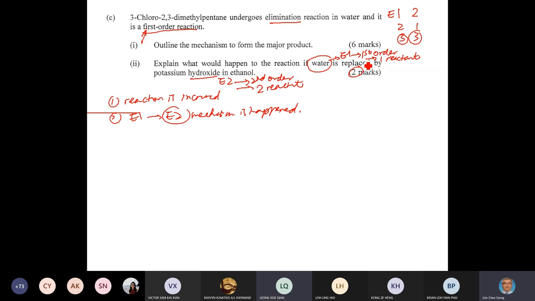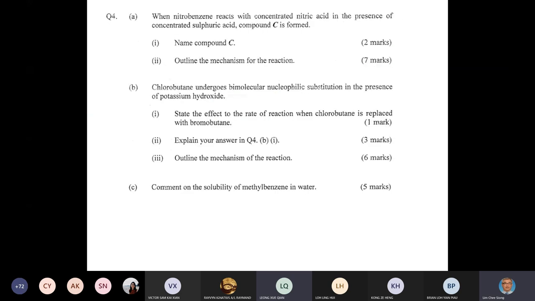Sorry sir, I asked the wrong question. Can you go to question 4? Next slide, part B1. State the effect on the rate of reaction, is it? When do I need to write the rate of reaction will be double?